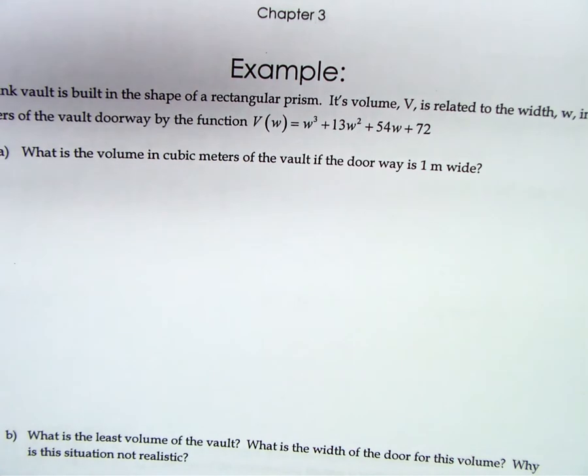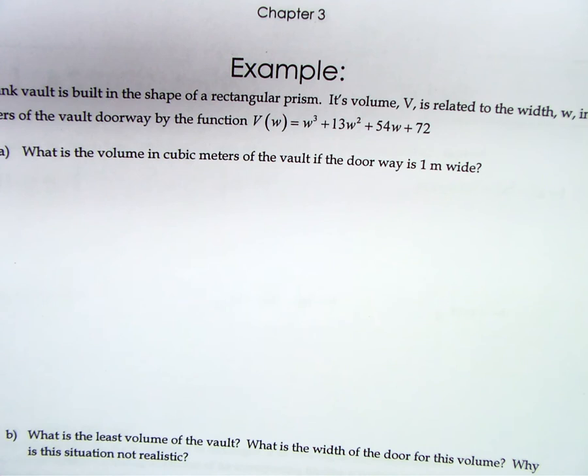Okay. A bank vault is built in the shape of a rectangular prism. Everybody know what shape that is? A rectangular prism. I'm looking at my desk to see if I have any rectangular prisms. Mr. Dragon's bass speaker there is a rectangular prism. So volume is related to the width in meters of the vault doorway by the function of this. What's the volume in cubic meters if the doorway is 1 meter wide? Drop in 1 where? For W.